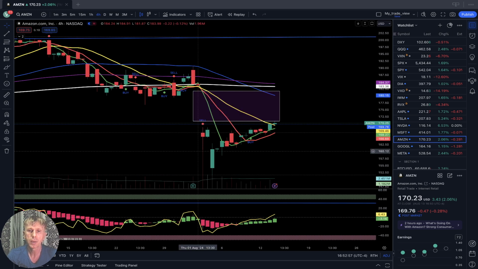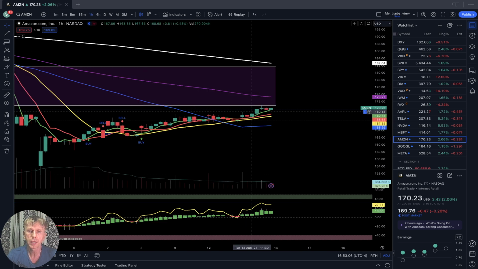4 hours time frame, last bar even closed above SMA 20, it's getting positive and bullish. 1 hour time frame, definitely it is bullish, trying to fill this gap. Bullish trend in 1 hour for Amazon.